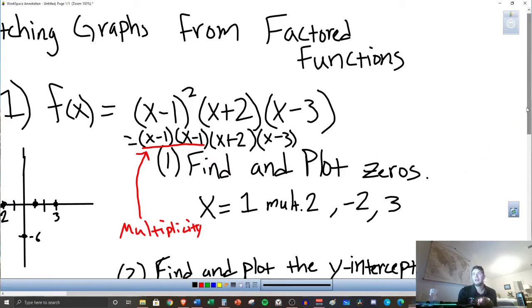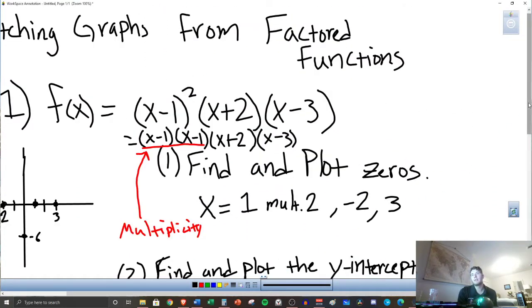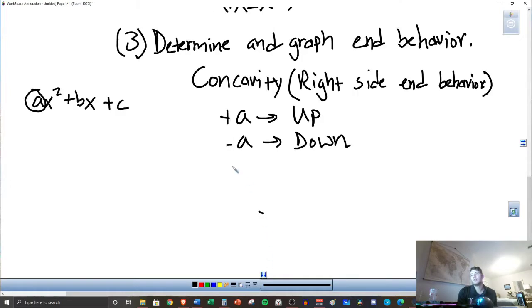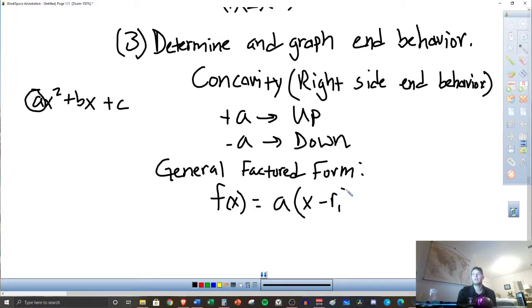So let's go ahead. We're not in standard form. We are in factored form. So let's write down the general factored form, because this is going to be important to help us with this. So we have, here's our format. F of x equals a times x minus r1 times x minus r2, and so on, however many factors there are.